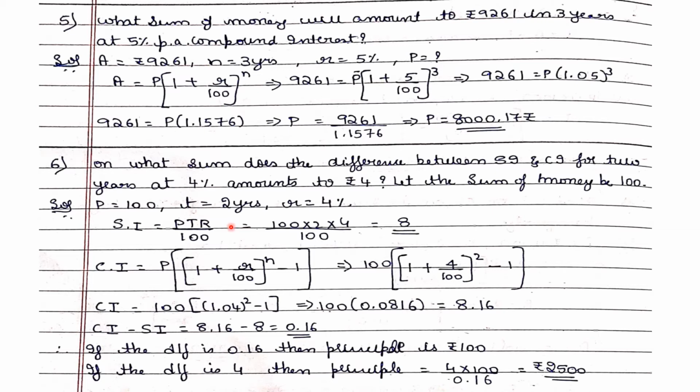So SI is equal to PTR by 100. You know the principal value, that is 100. You know the time value, that is 2. And rate of interest is 4 divided by 100. You will get the value as 8.